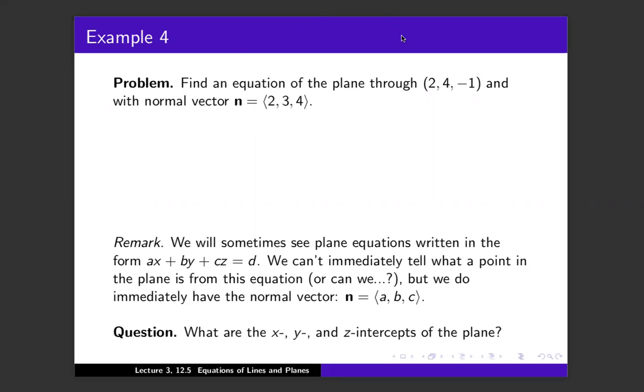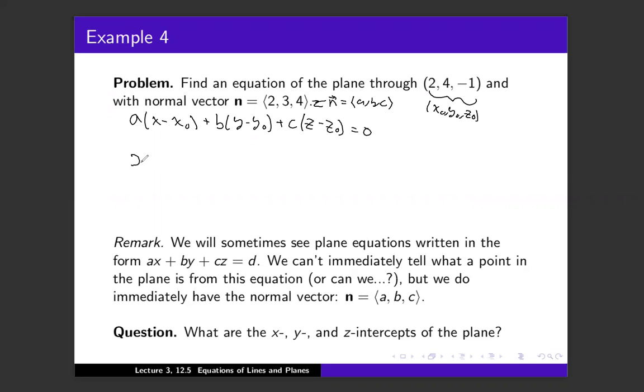So let's try this. Let's try figuring out what this looks like. So 2, 4, negative 1, and 2, 3, 4. With that point, just recalling that we've got a times x minus x naught plus b times y minus y naught plus c times z minus z naught, that's all equal to 0. 2, 4, negative 1, there's our x naught, y naught, z naught. And our 2, 3, 4, that's our n, which is equal to a, b, c.